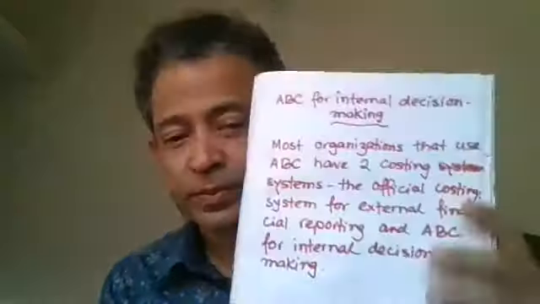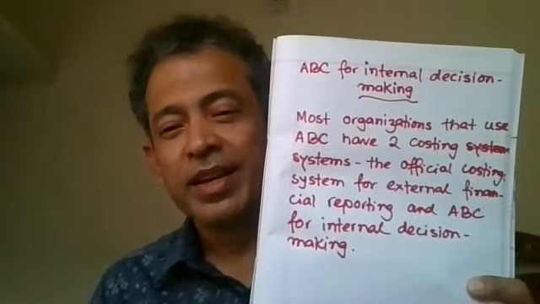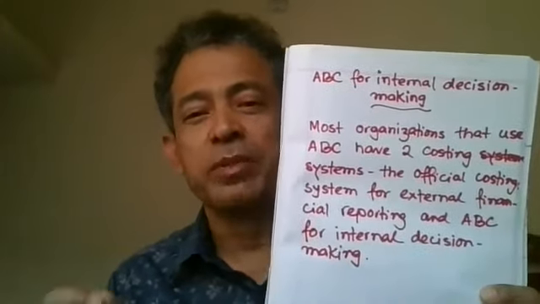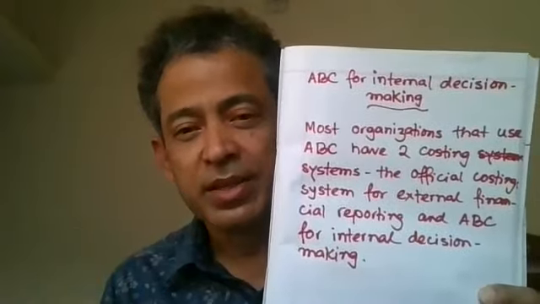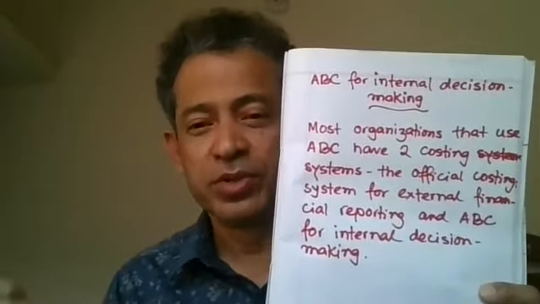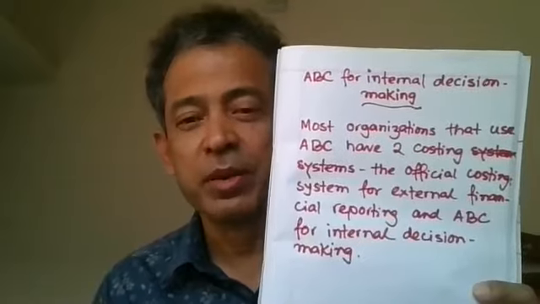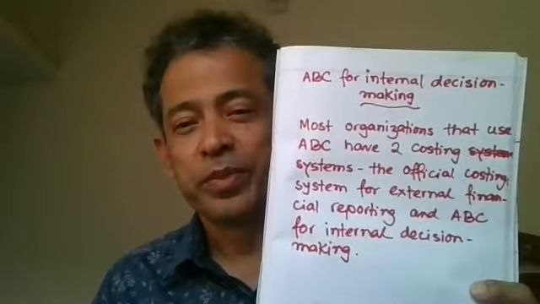Most organizations that use ABC, and this is extracted from the textbook, use two sets of costing methods: one for financial reporting purposes, and the other, which is predominantly ABC, for internal decision making.